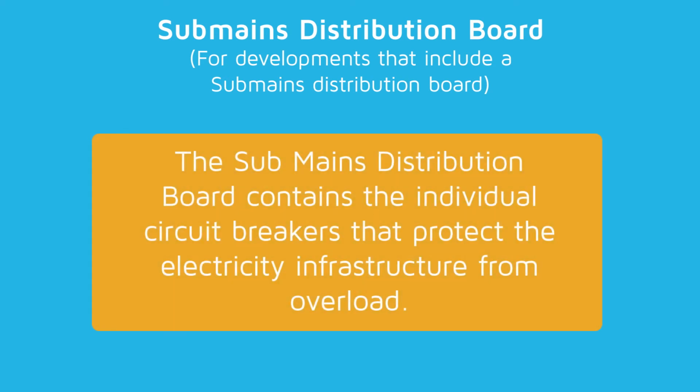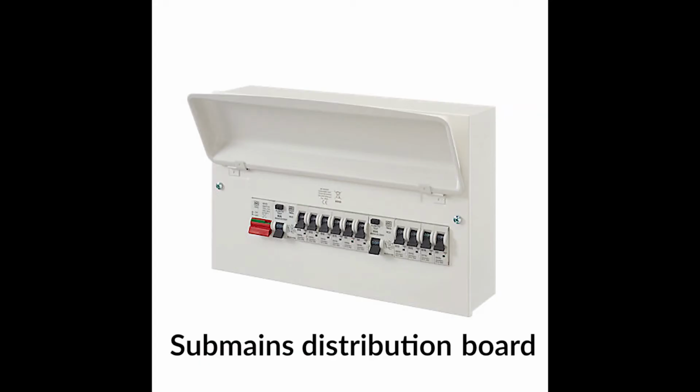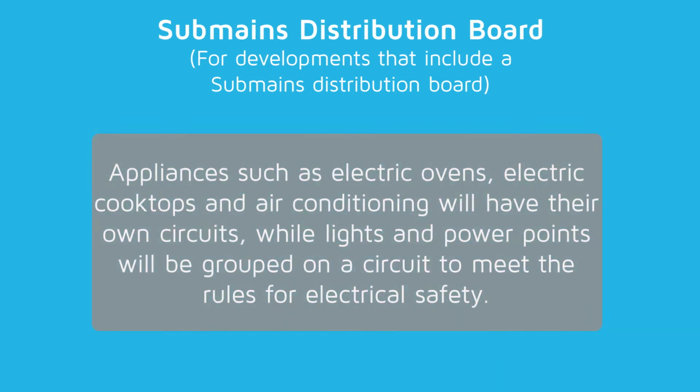The sub-mains distribution board contains the individual circuit breakers that protect the electricity infrastructure from overload. Appliances such as ovens, electric cooktops and air conditioning will have their own circuits, while lights and power points can be grouped on a circuit to meet the rules for electrical safety.